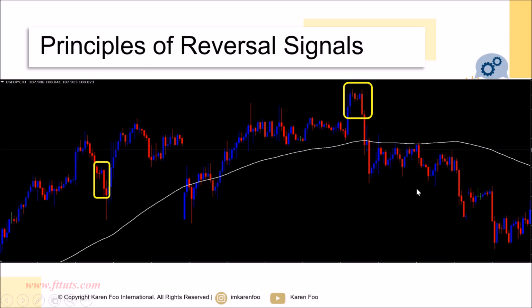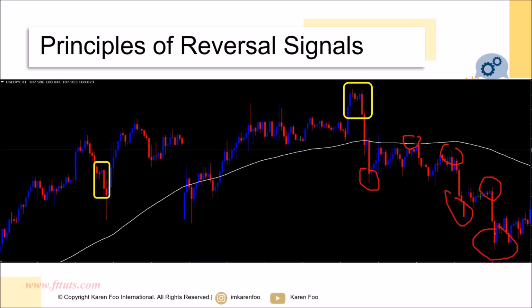So how do you know a bearish trend has started? You see lower lows, as well as lower highs, and lower lows.